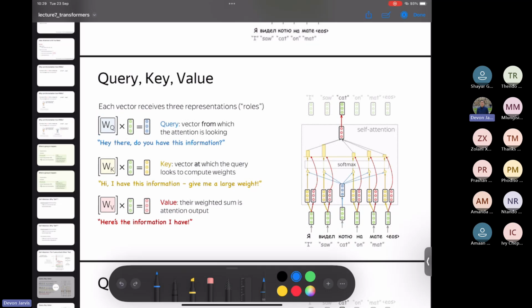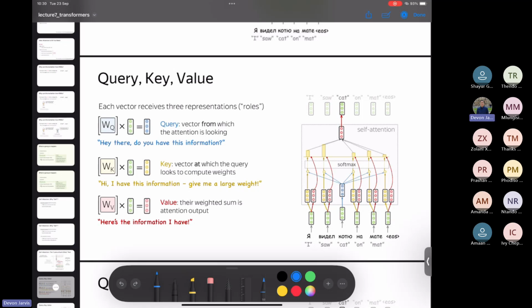So you take your green vector over here, green vector over there, and you multiply it by a weight matrix WQ. This is the vector from which the attention is going to be looking. So it's essentially saying, hey, what information, or do you have this information, to the other embeddings?